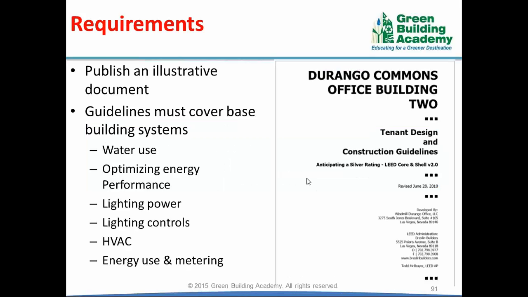So what is the requirement to get this credit? The project team is required to publish an illustrative document which will have guidelines about the building systems. Some of them could be water use, optimizing energy performance, lighting power, lighting controls, HVAC, energy use and metering. So basically you will be explaining your strategy and your selection of fixtures, furniture and equipment to the tenant: these are the strategies that you followed, these are the systems that you followed, these are the equipment that you selected to get your building LEED certification. So if he can make use of the same features and strategies in his tenant interior fit out, then you can take advantage of the sustainable features of the project.